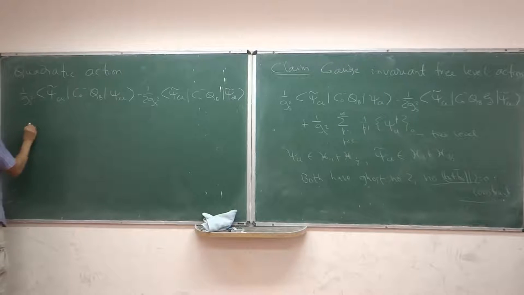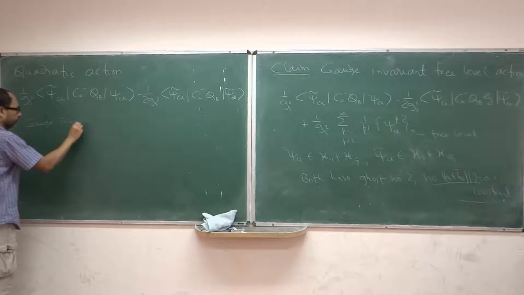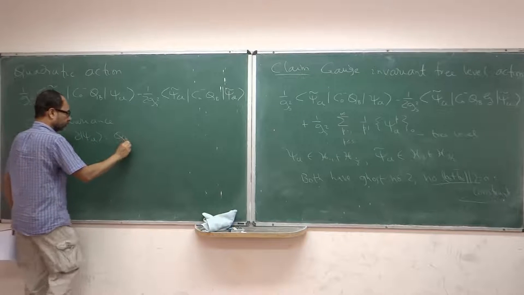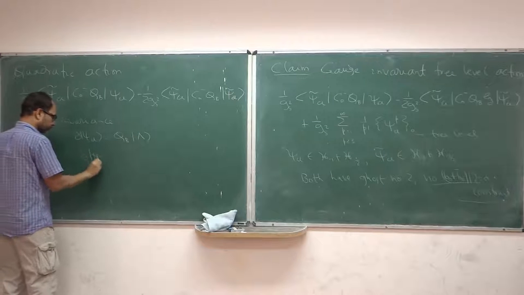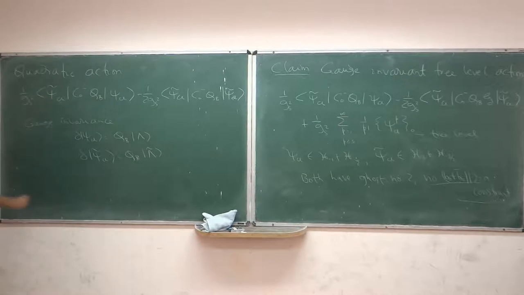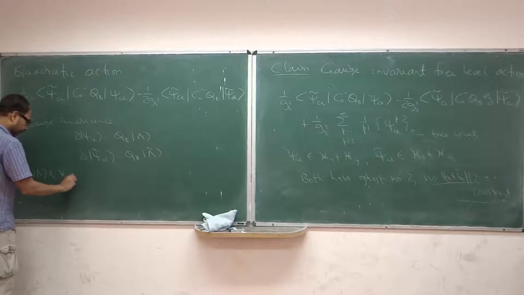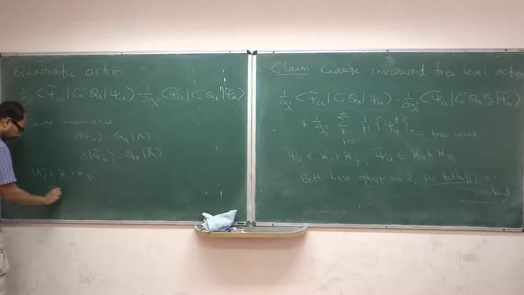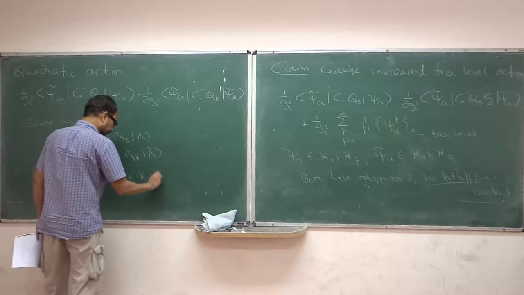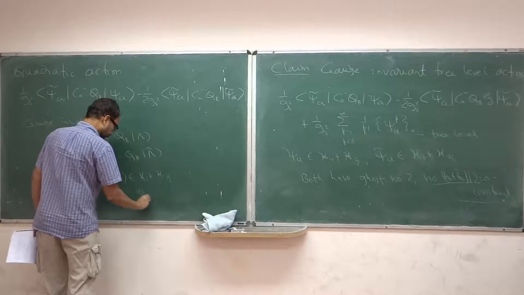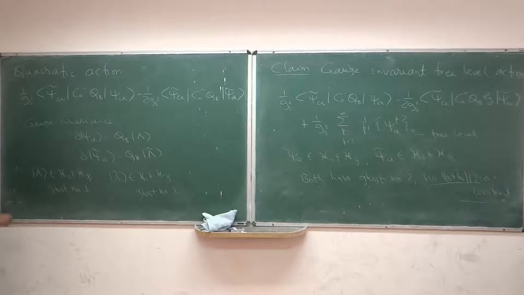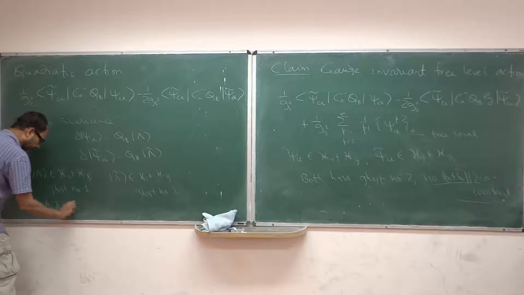So this action has gauge invariance of the following form. Lambda belongs to H minus 1 plus H minus half, and has Bose number 1. And lambda tilde belongs to H minus 1 plus H minus half, and both lambda and lambda tilde are Grassmann odd.